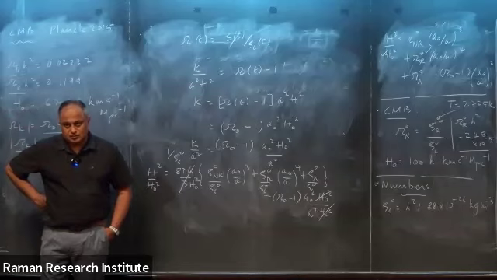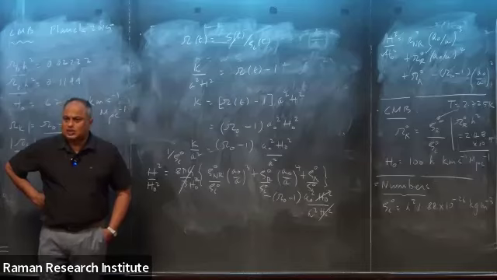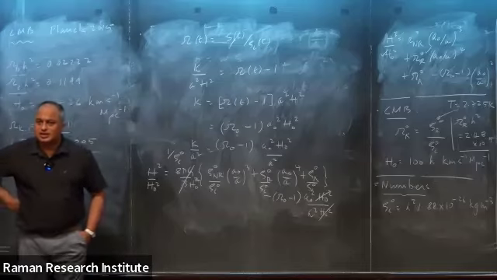The question is, could you tell what should be the equation of state for neutrinos? Should it be 1/3 or 0? It's 1/3, right? It's relativistic.